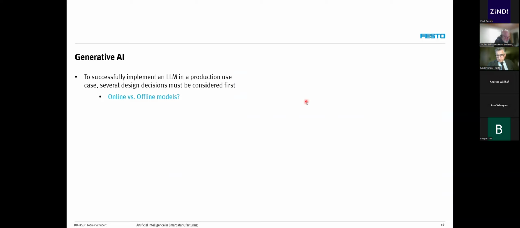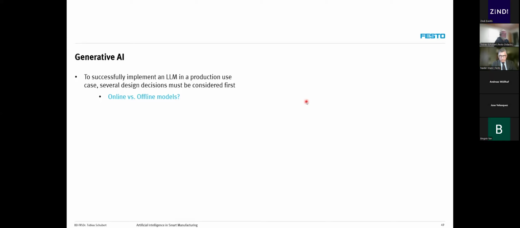So what we are right now focusing on at Festo Didactic is, if you want to successfully implement a large language model, maybe vision language action, maybe just a large language model to control whatever, what do you have to think about? Now, we said, okay, first question is online versus offline models. And the majority of our customers say they do not want to have online models.